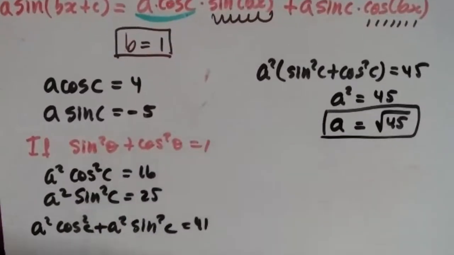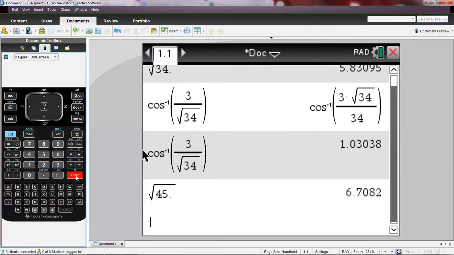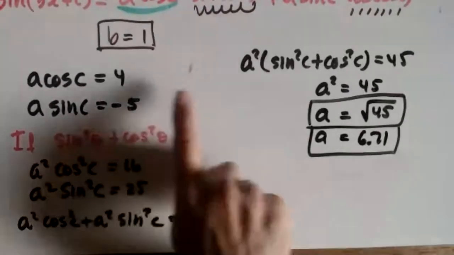Now, we can use a calculator, right? And if we use the calculator, let me see. Is the square root of 41. Control square root of 41. Yep. 6.4. Let me just put it like that. So using a calculator, that's the rounded answer, correct? Now, the only thing I have to do now is find the c.